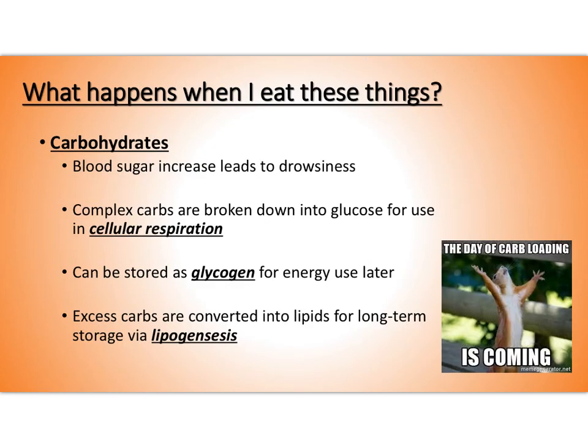So last thing here is the question of, okay, what happens when we actually eat these different calorie sources? So first, carbohydrates. When you eat carbohydrates, it's going to cause an almost immediate blood sugar increase, right? You're going to digest those carbs in your gut, absorb them into your blood as glucose. And this increased blood sugar actually leads to drowsiness.